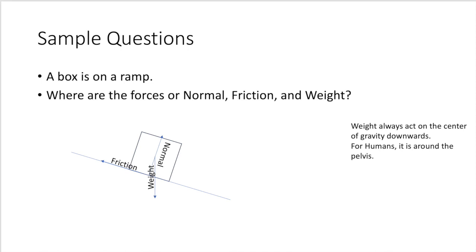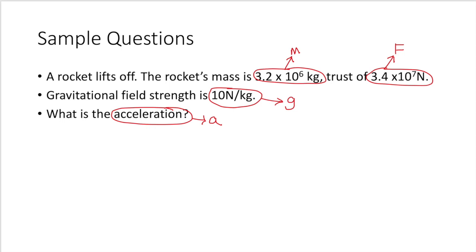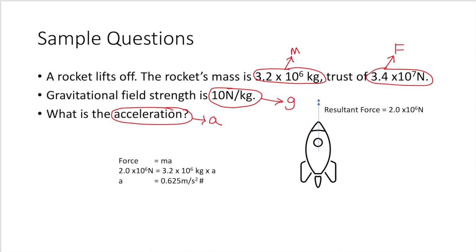Okay, then a rocket of this mass, thrust of this many newtons, gravitational field of this amount. Find the initial acceleration. If you are not sure what is going on, it's always good to draw a little sketch. The rocket has a weight downwards, so the weight equals mg. This is the downward force, and the upward force is this amount, so the resultant will be this amount. Therefore, you can plonk in the formula F equals ma, and bam, you will get the answer.